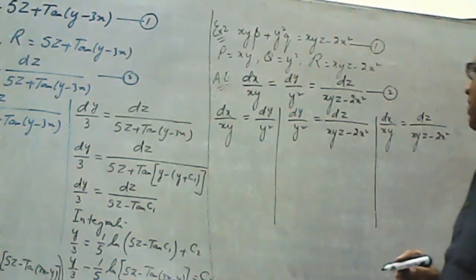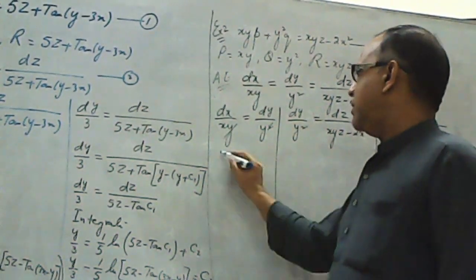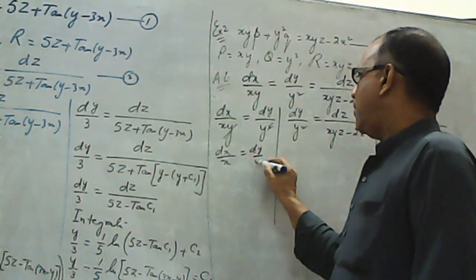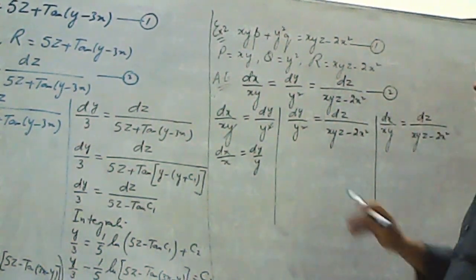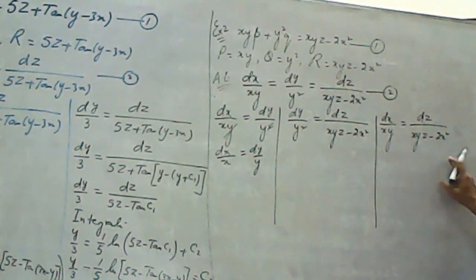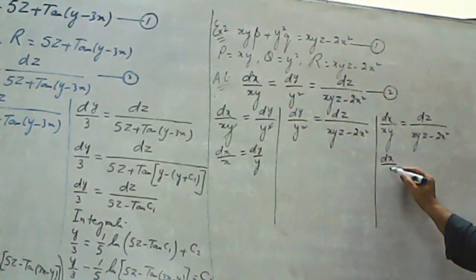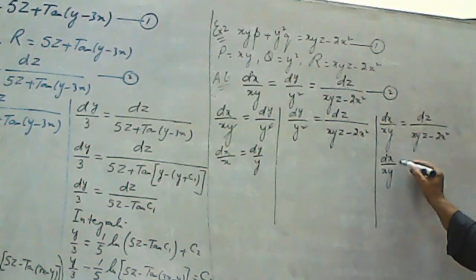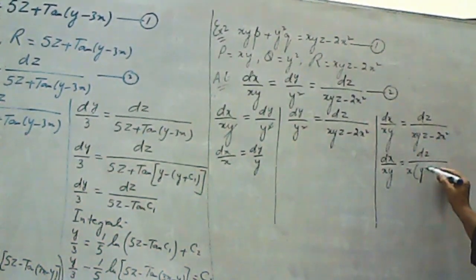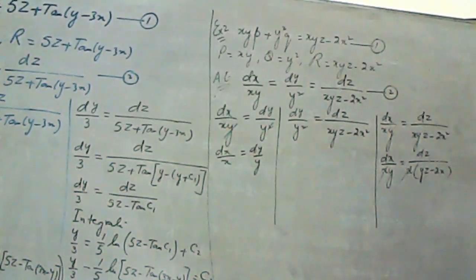It's time to check for simplification. I can cancel this y with this one. So remaining I have dx over x is equal to dy over y. Here no simplification is possible. Here yes, simplification is possible. That is dx over xy equal to dz over, if I take x common, this is yz minus 2x, so I cancel x with x.